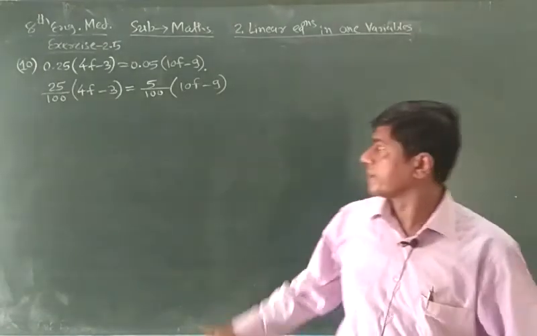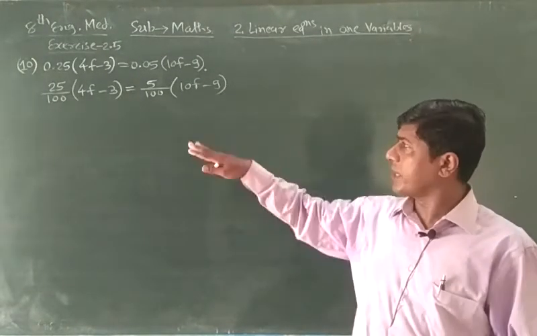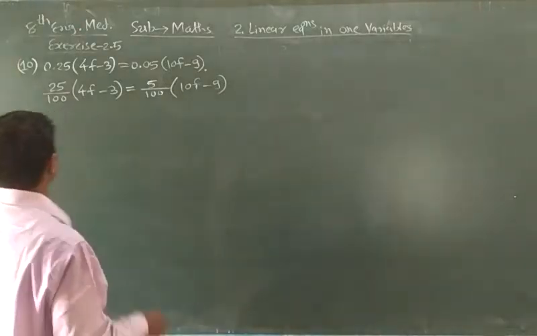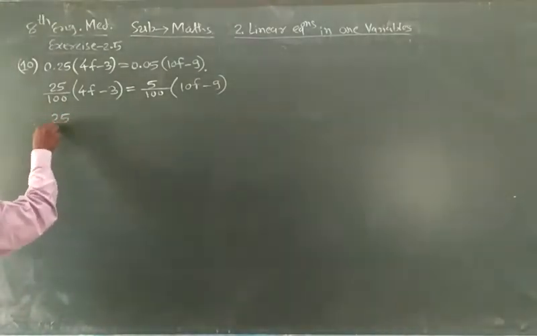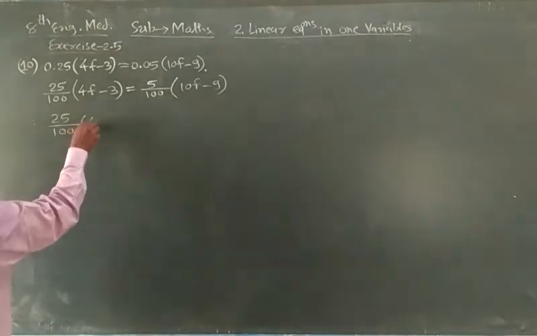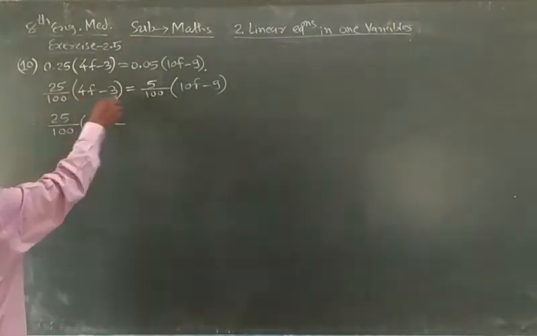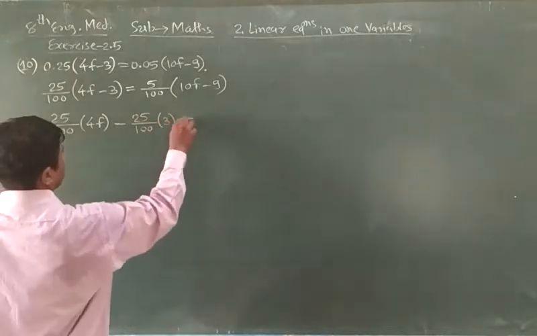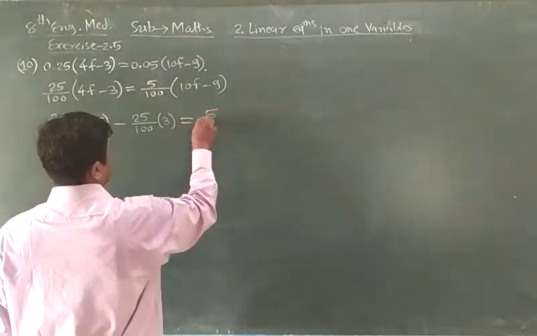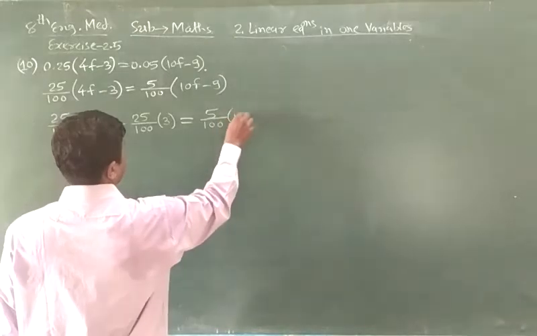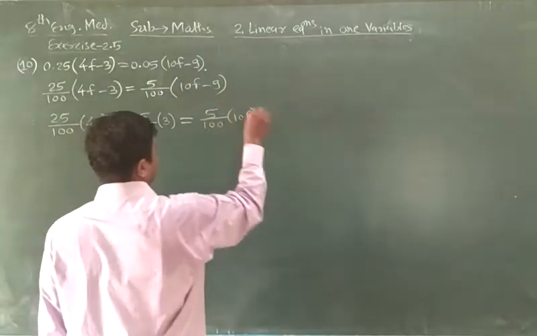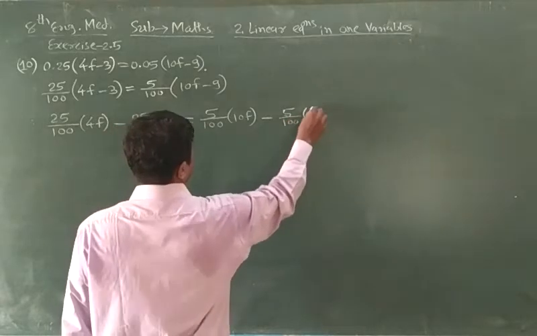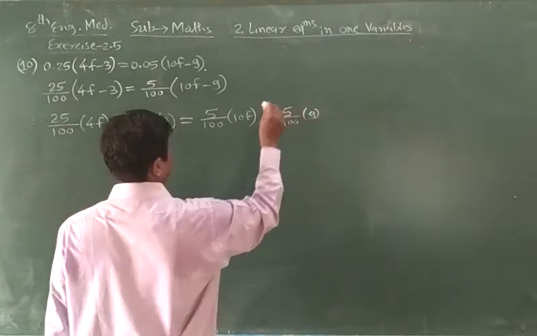Now here, open the bracket means multiply one by one terms. So you multiply here 25 by 100 into 4f minus, this multiply 25 by 100 into 3. Same way, 5 by 100 into 10f, multiply here 5 by 100 into 9. Okay, multiply.